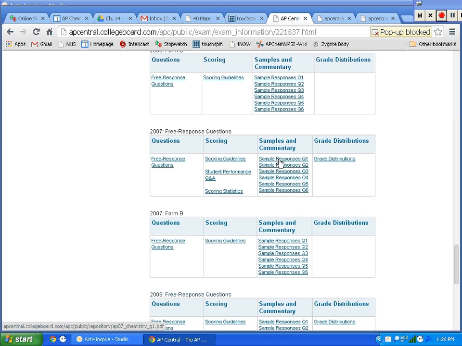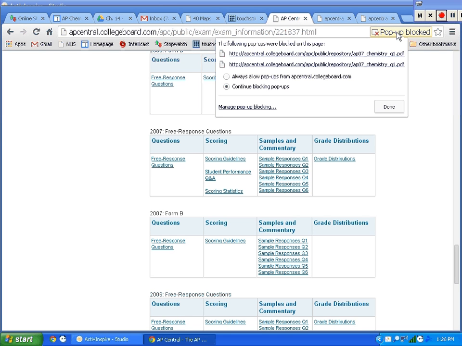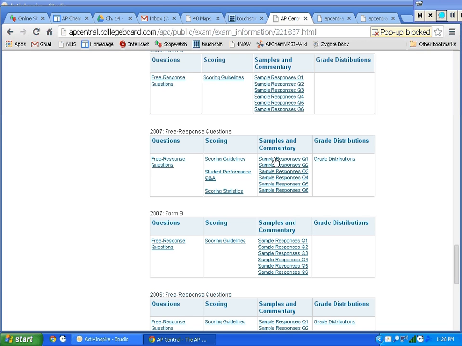Pop-up block. I don't want to. Okay, let's try this again. And then again, I'm gonna go through and work all these out for you, but I do at least want to show you what they're doing. Come on.